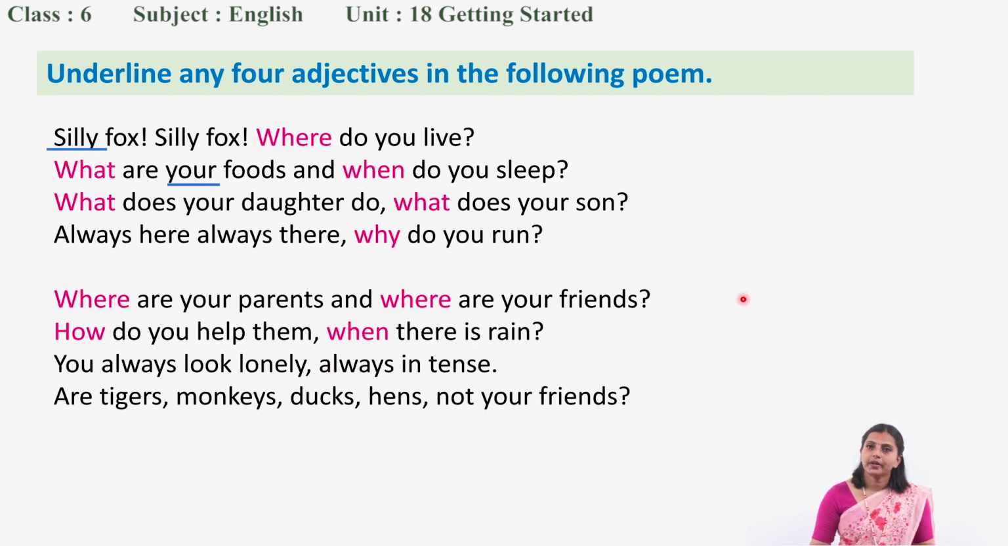Yes, there is. What are they? Very good. Yes, lonely and tense. So these are the adjectives. Because your has been repeated many times, we don't need to underline again and again. Four different adjectives: silly, your, lonely and tense. How are you? I'm lonely. How is he? He is tense, right? So these are the adjectives given in the poem.